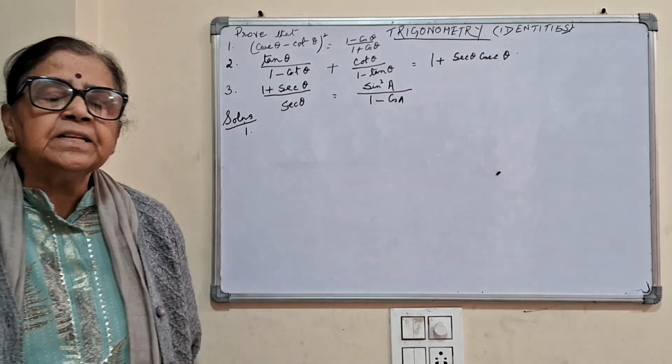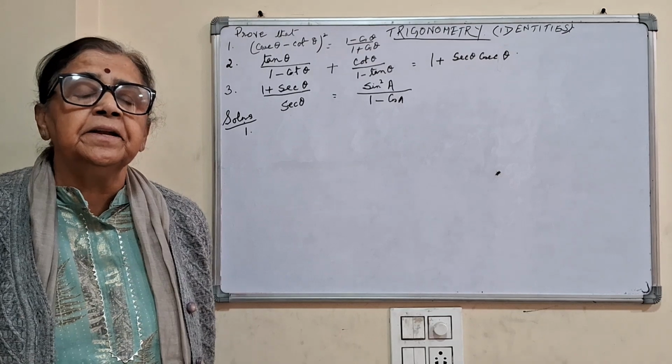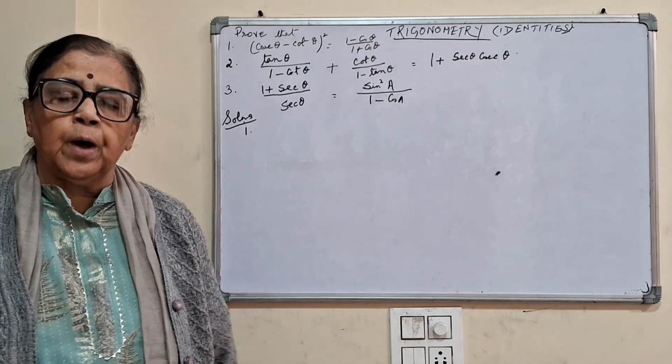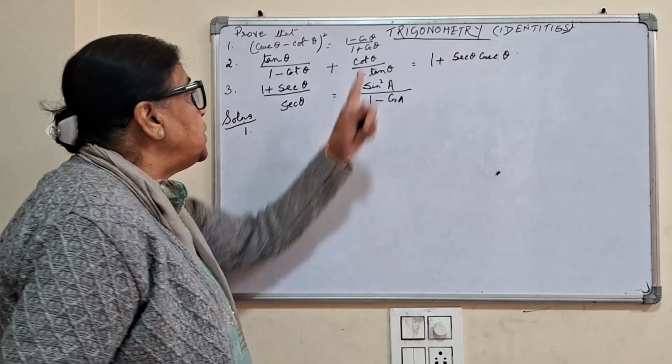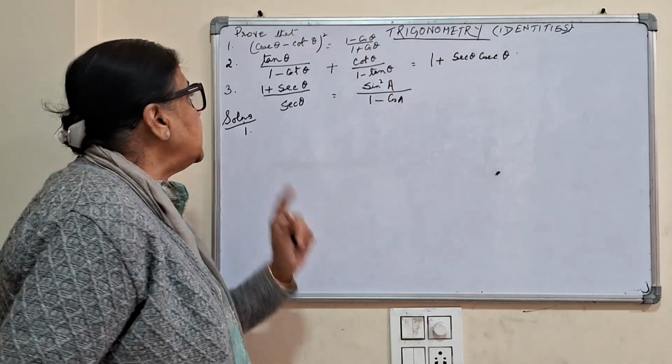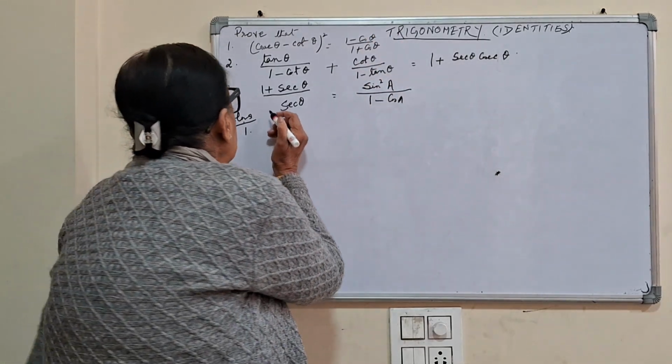Today I'll be discussing trigonometrical identities. I'll tell you how to handle those. Now, I have given 3 sums here, and for question number 1 I have got LHS.